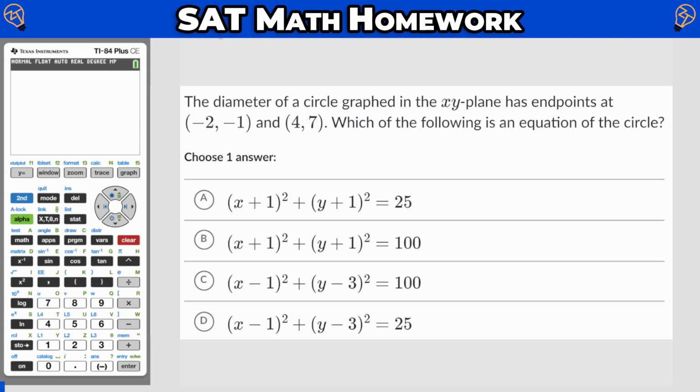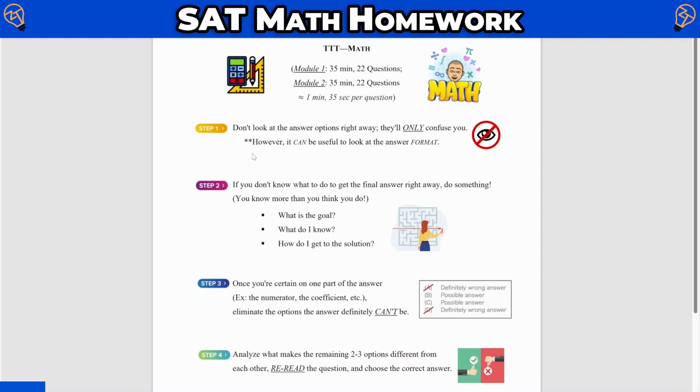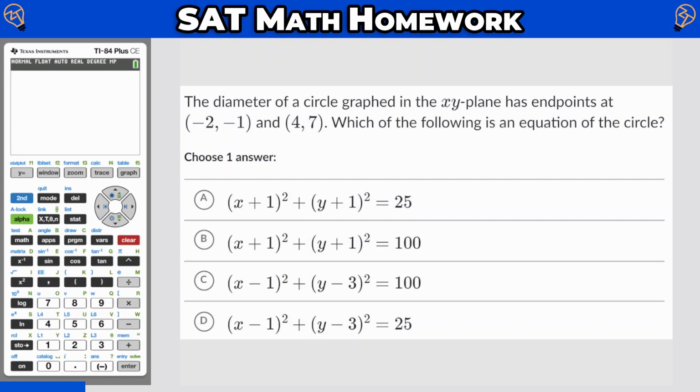So whenever we're looking at the standard equation of a circle, which we're able to obtain just by looking at the answer options. Now you might be thinking, Tom, why are you being a hypocrite? You say don't look at the answer options right away. It's true, but I do say it can be useful to look at the answer format. And what I mean by that is when I look at the answer options, I'm not looking to get the correct answer right away. I'm looking to understand what is the goal here. And I can see, okay, the goal is to get it into the standard equation of a circle.